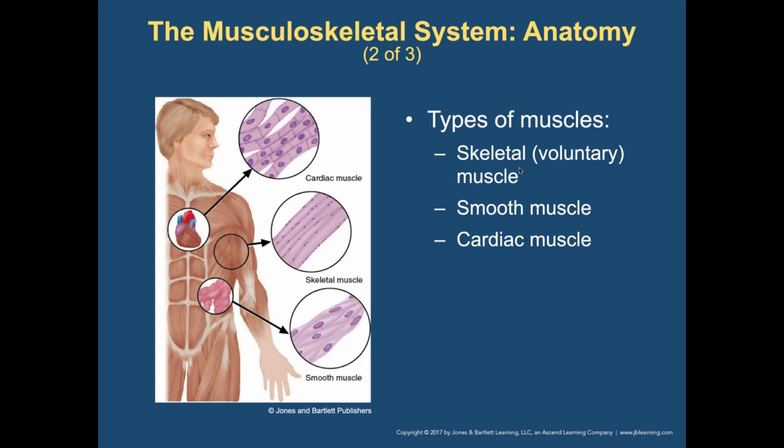We have 3 different types of muscle. You have skeletal muscle, which is what we can control. That's if you work out in the gym, most of your muscles that allow you to move, biceps, triceps, quads, those are pretty easy to remember. You have your smooth muscle, which is going to be your blood vessels, your intestines, your esophagus, bladder. Those are smooth muscle. And then you have your cardiac muscle, which is found in the heart.